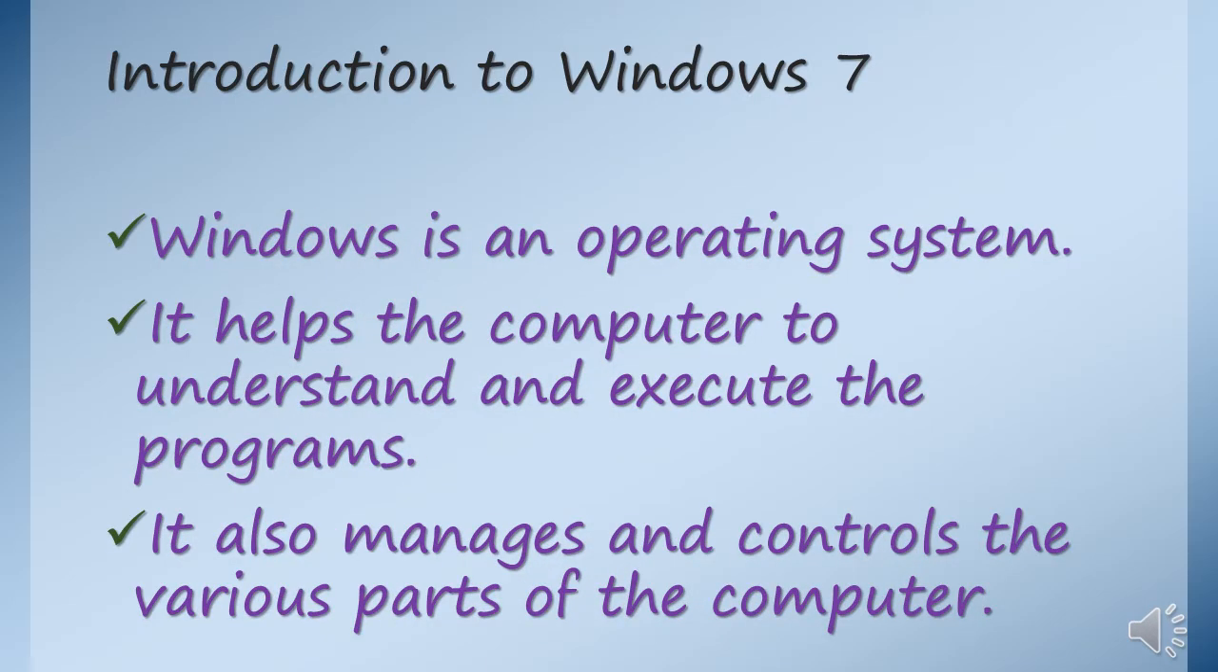Introduction to Windows 7. Windows is an operating system that helps the computer to understand and execute the program. It also helps the computer to manage and control the various parts of the computer. Let's see it.